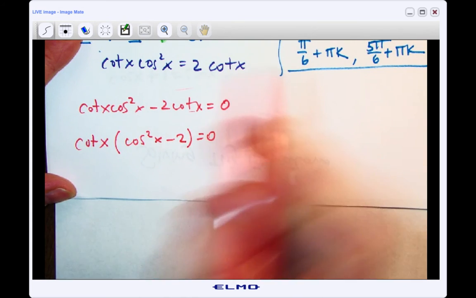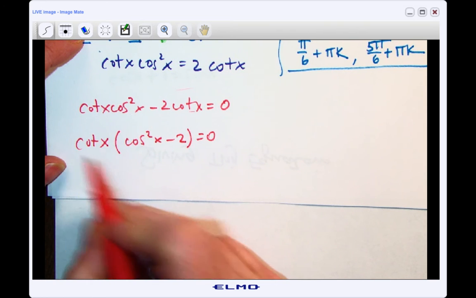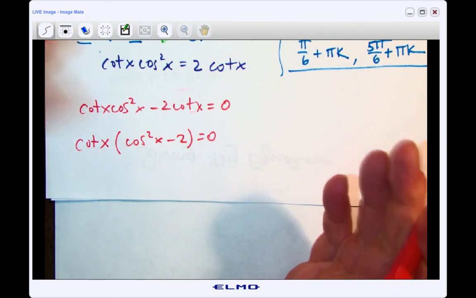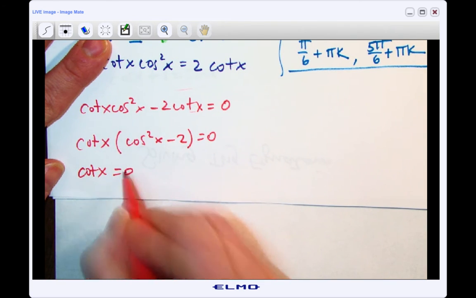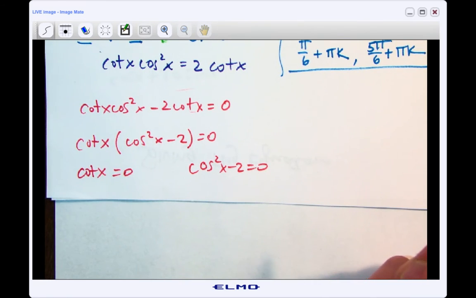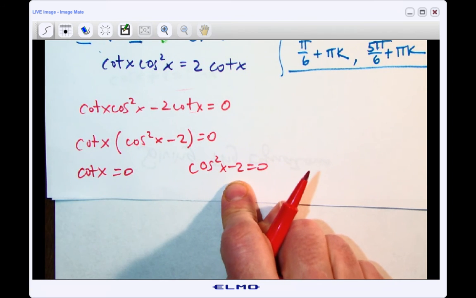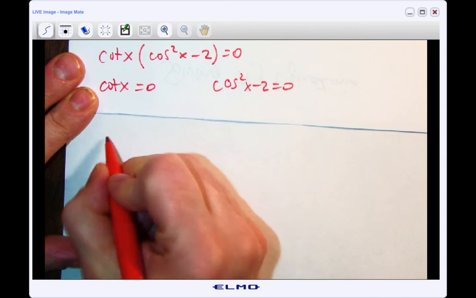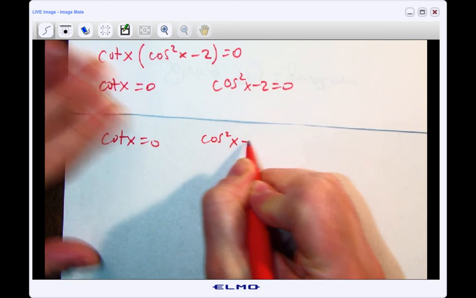Okay, now since these 2 things are multiplied together, once again, my zero product property says that one of these has to be 0 because the only number that you can multiply and get a 0 is a 0. So if I could figure out what makes this thing 0, or I could figure out what makes this thing 0, I'd have a solution to my equation. And that's exactly what I'm going to do. I'm just going to figure out what makes each of these things 0. Okay, so here we go. I'm going to do cotan x is equal to 0, cosine squared x minus 2 is equal to 0.